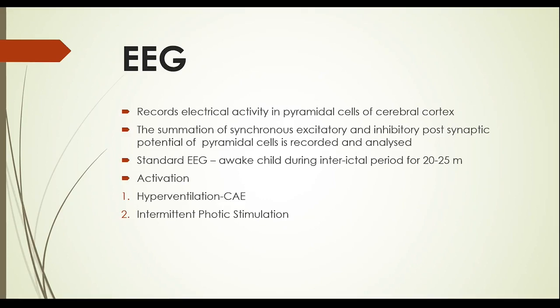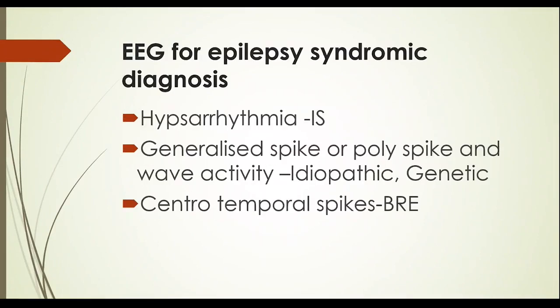So, as an example, in childhood absence epilepsy, you ask the child to hyperventilate, and then you do the EEG, where you get the three-per-second spike and wave pattern. The other way of activation is intermittent photic stimulation to diagnose photosensitivity. So that is EEG for specific syndromic diagnosis.